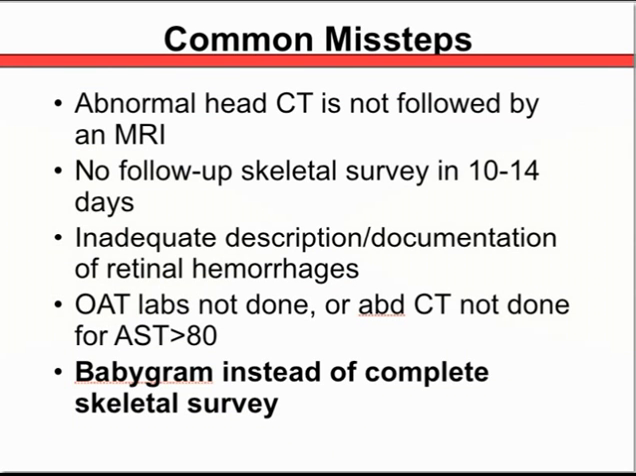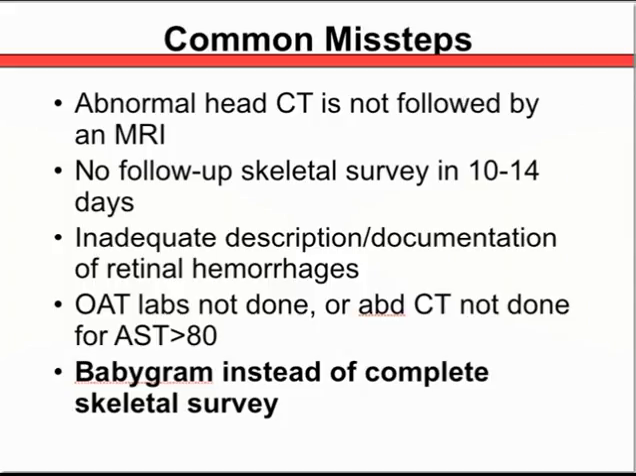The following are some common missteps that we see in the evaluation of suspected child physical abuse. Abnormal head CTs that are not followed by an MRI. No follow-up skeletal survey in 10 to 14 days. Inadequate description or documentation of retinal hemorrhages. In other words, we need to know how many there are, where they are, which layers of the retina they're present in, and how far to the periphery they extend.